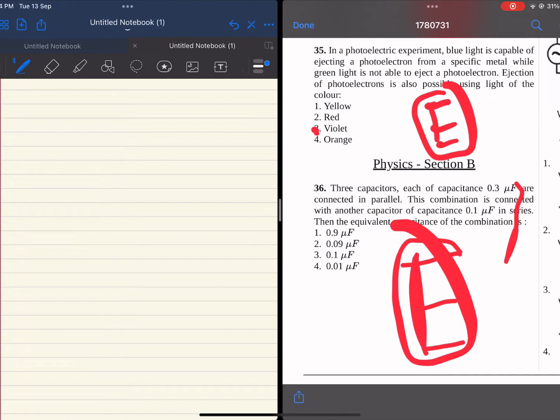It says that three capacitors each of capacitance 0.3 microfarad are connected in parallel. This combination is connected with another capacitor of 0.1 microfarad in series. Then the equivalent capacitance of the combination is.